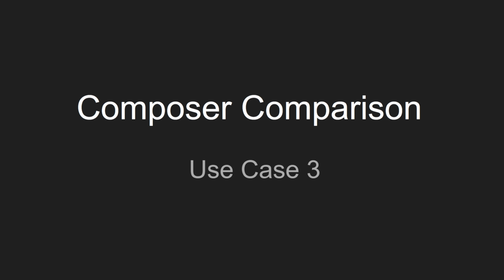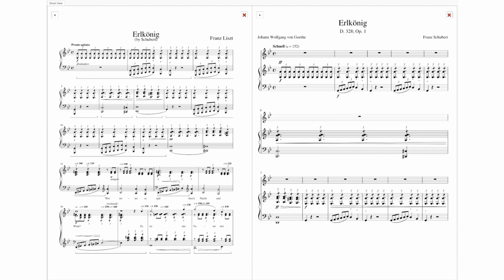The next use case is a composer comparison task between Franz Schubert and Franz Liszt. Erlkönig is a German poem which was set to music by Schubert in 1815 and has been rearranged in 1838 by Franz Liszt. We take these compositions as a basis for a composer comparison task, as the sheets essentially represent different implementations of the same idea, revealing some composer-unique traits.